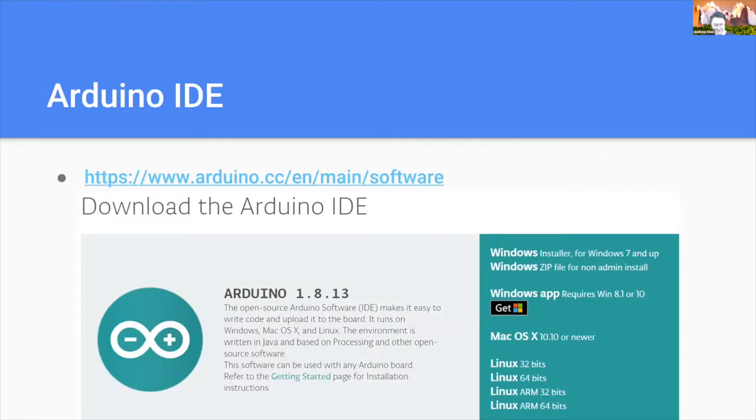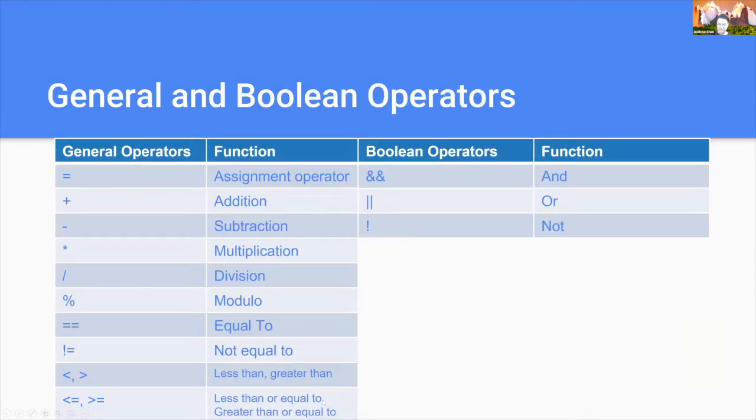So next, let's do a quick overview for the Arduino IDE programming software. It is open source and it can be downloaded for free on arduino.cc. And here's a general overview for what programming looks like. It's very similar to C++.